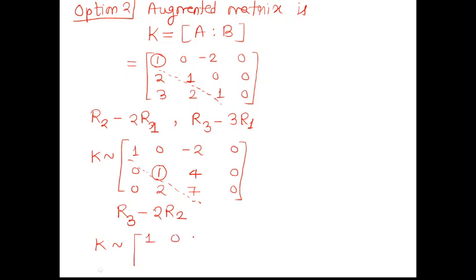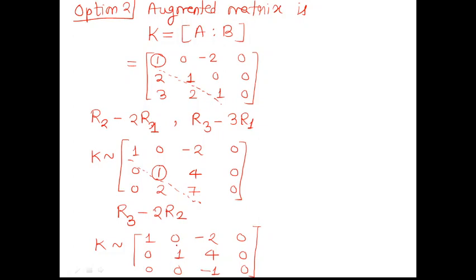So this K becomes 1, 0. The first two rows will remain as they are. Changes are going to take place only in the third row. So write down the first two rows as they are. Now find out the changes in the third row as per this operation. What we have is 0. Then 2 minus 2 times 1 is 0. 7 minus 2 times 4 is minus 1. And there will not be any change in the last column as it is 0.